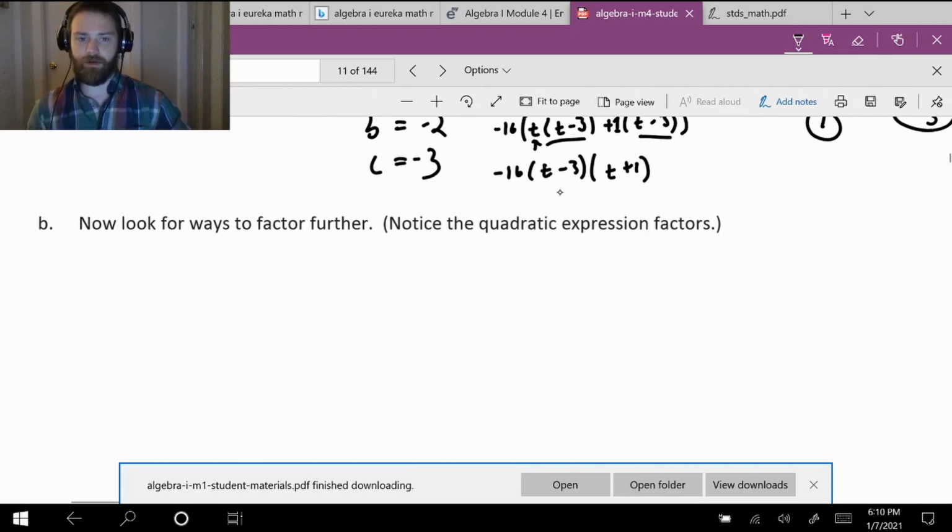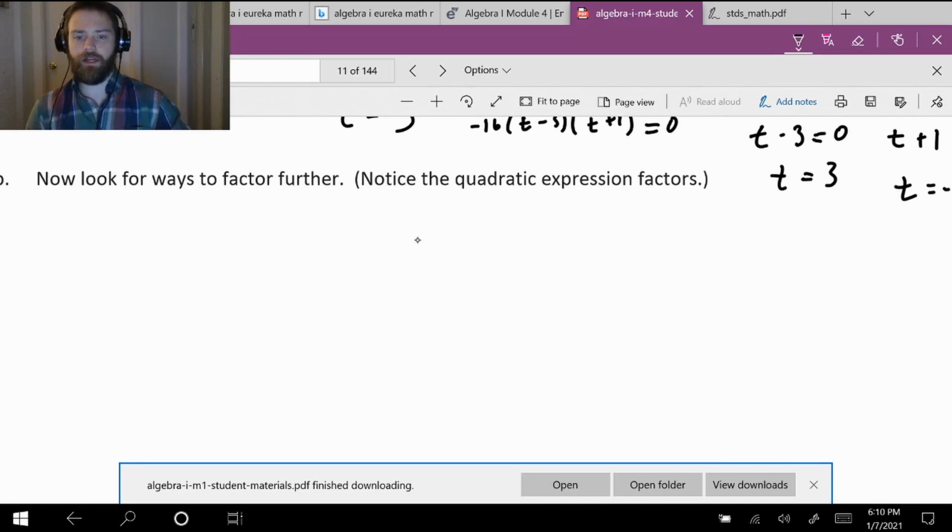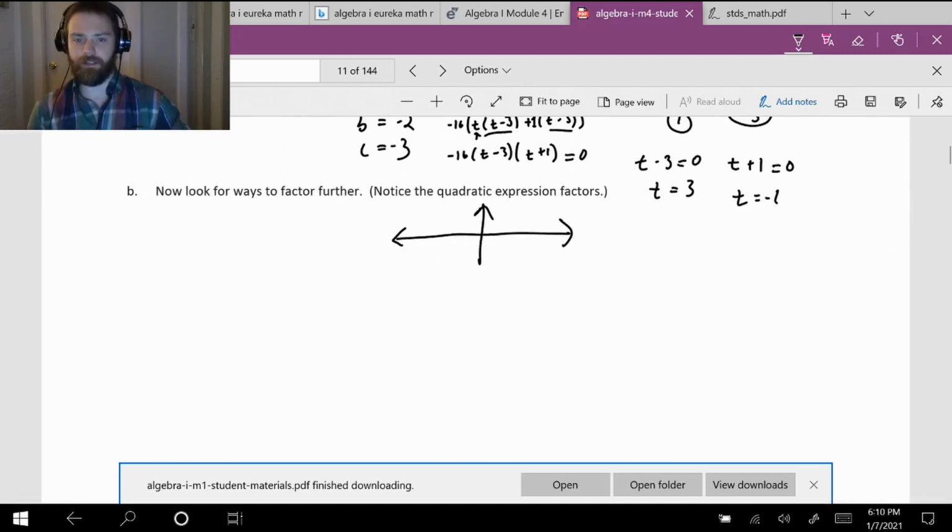that my zeros, right? I can find my zeros, so t minus 3 equals 0. So that means t equals 3 if I add 3 to both sides of that equation. And then I've got t plus 1 over here. I set that equal to 0. I can subtract 1 from both sides. I get t equals negative 1. So that tells me that my quadratic equation will hit the x-axis, or the t-axis in this case, at positive 3 and negative 1. But remember what we said?